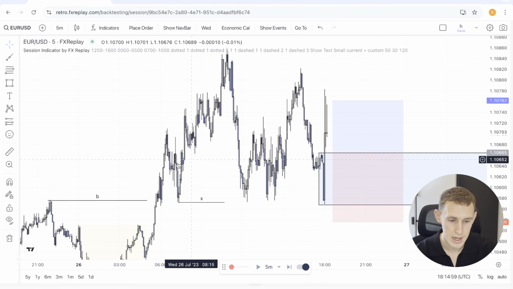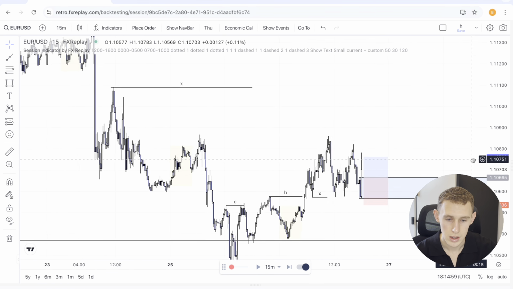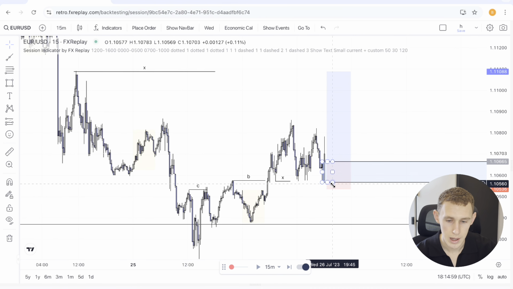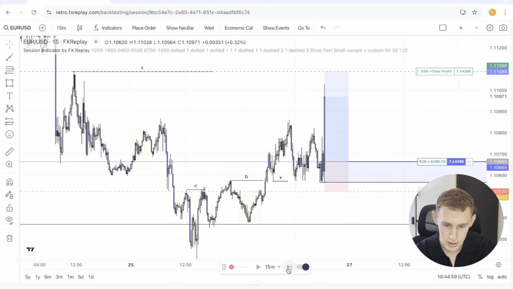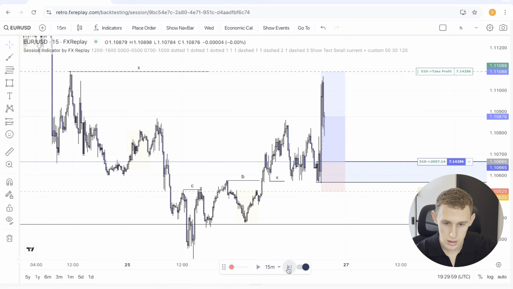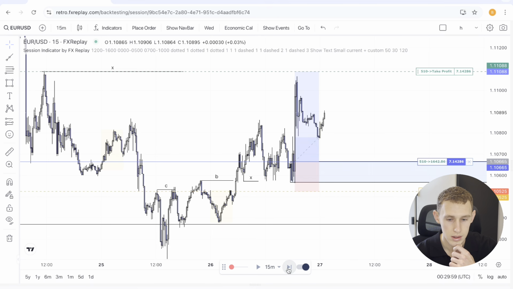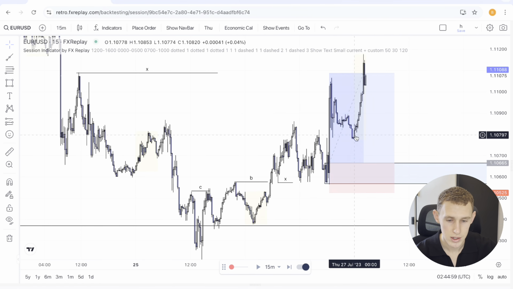I'm going to have slightly more conservative stop just below that low. And for this, I'm going to be targeting this previous high up here for a 1 to 3. So let's see how this goes and if price pulls back for us. There we go, nice push so far. Cool, there we go. So first trade of the session, TP hit.